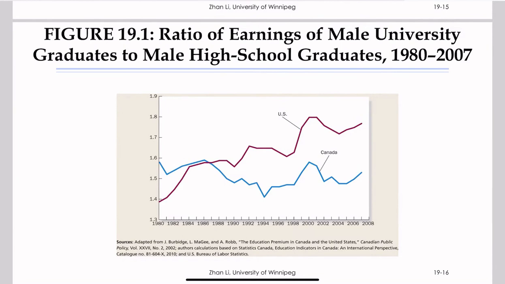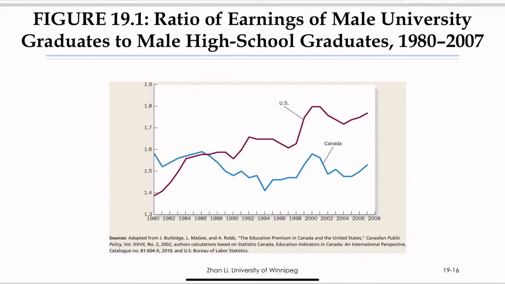So this is a picture about the ratio of earnings between male university graduates and male high school graduates in Canada and the US. What you can see here is the ratio is always above 1. I guess it's about 1.36, right? So you can see that on average, male university graduates earn at least 36% more compared with male high school graduates. And then you could also see that for Canada, this ratio actually somewhat decreases. I don't know why, but this is actually quite interesting, right?